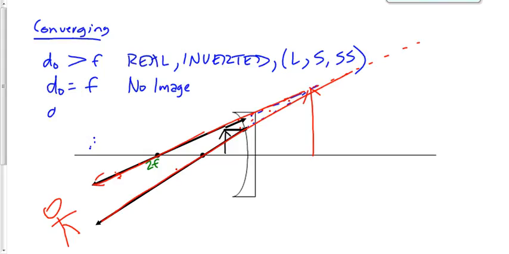And if DO is less than the focal length, then we're dealing with an image that is always, regardless of whether it's a lens or a mirror, going to be virtual, it's going to be upright, and it's going to be larger.